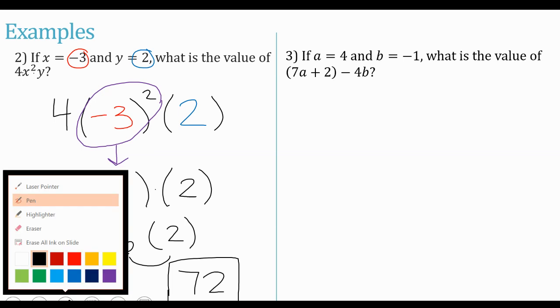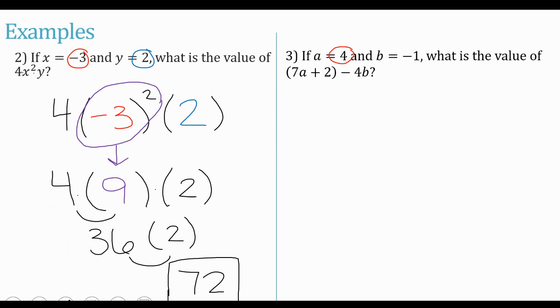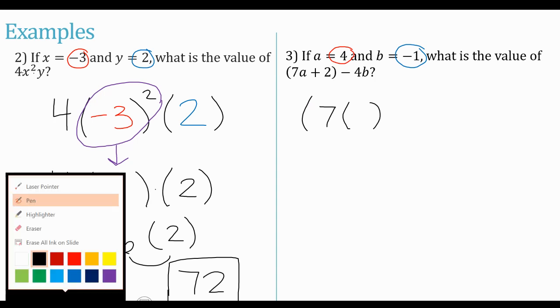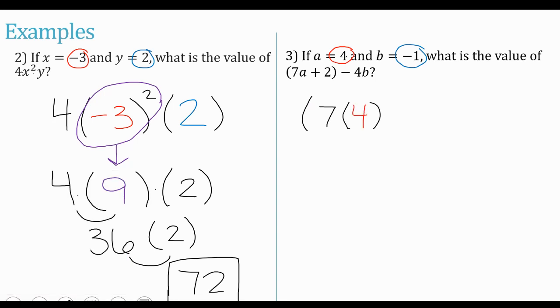We have if a is equal to 4, so I'm going to circle that in red, and b is equal to negative 1, I'm going to circle that in blue. What is the value of the sum of 7a and 2 minus 4b? So I'm going to substitute 4 in for a. I'm going to substitute negative 1 in for b, and I'm going to make sure I use parentheses throughout this whole process, okay? So I have, I'm going to do that in black first. So I have 7. Now, instead of writing a, I'm going to write 4 because that's what they told me it was equal to, plus 2, still keeping that in parentheses, minus 4.